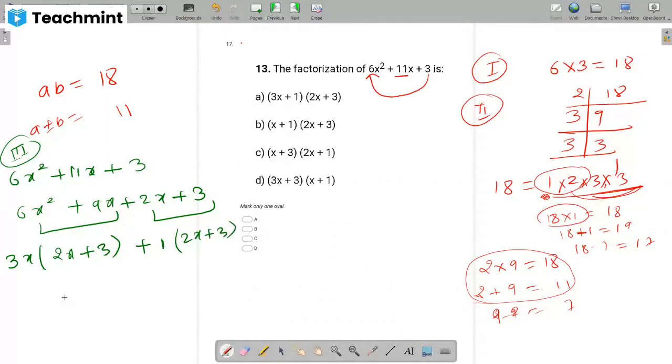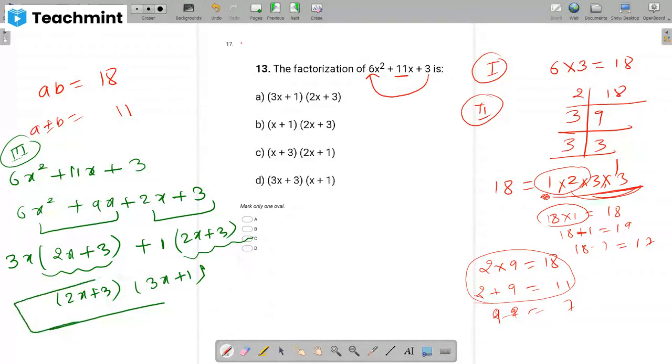Now after taking common, you will always find these two brackets same. If you are not getting the same bracket, it means you made a mistake. Okay, so now we'll take this bracket as common. Other than this bracket, we have 3x plus 1. So these are the two factors of the given polynomial.